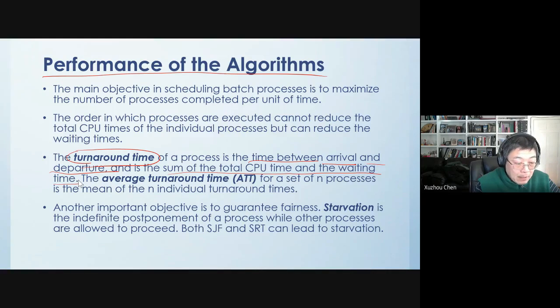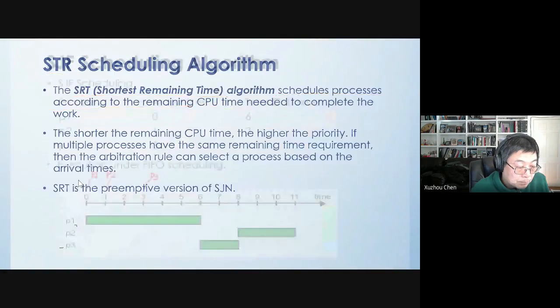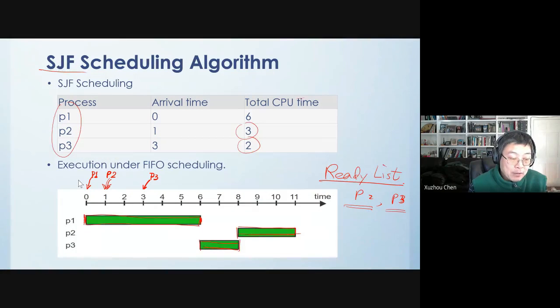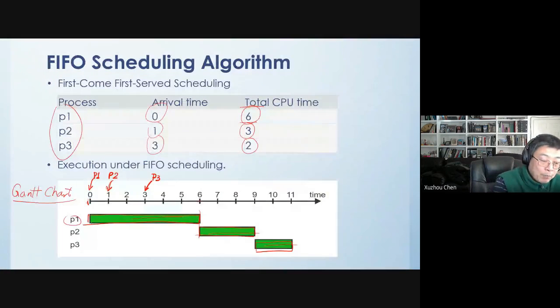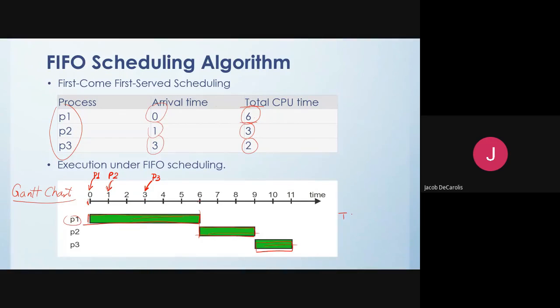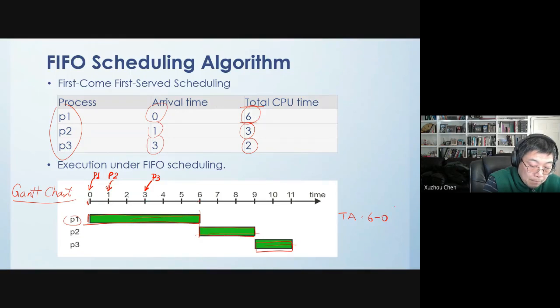that's the turnaround time. Let's go back and check what's the turnaround time for each. Turnaround time measures the time when the process arrives and the process departs. So let's say, what's the turnaround time for P1? 6. It's 6 minus 0, right? That's the departure time, that's the arrival time. And now what's the turnaround time for P2?